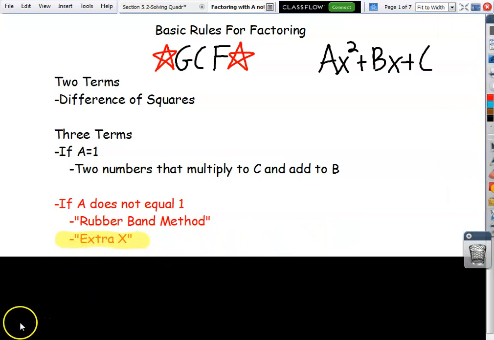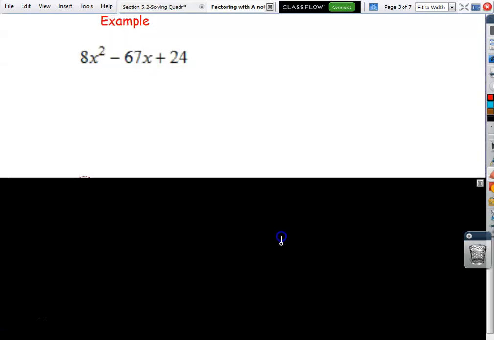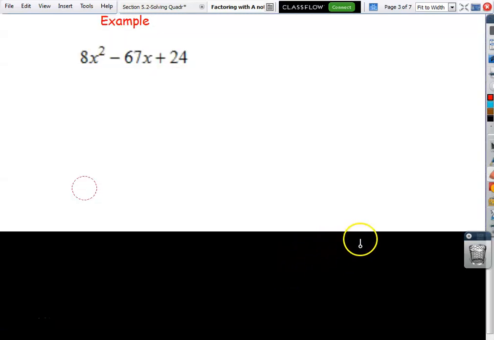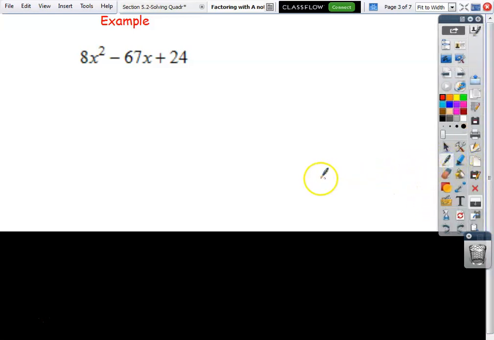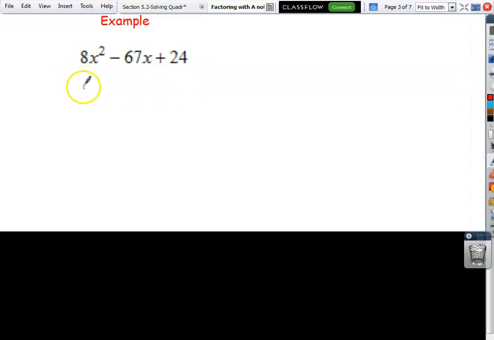So let us begin. So let us look at this particular factoring problem right here. 8x squared minus 67x plus 24. What do we do? Well, unfortunately for us, we've got some issues. It's a 3-term polynomial, and there is not a GCF other than 1 between 8x squared, negative 67x, and 24. So what do we do? Because now the a isn't 1 anymore, it is 8. This is where we go after the extra x method.